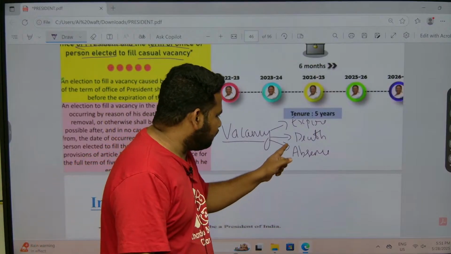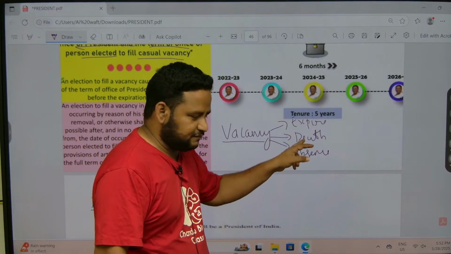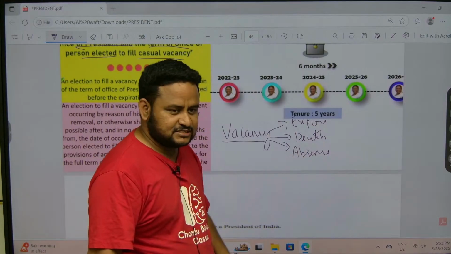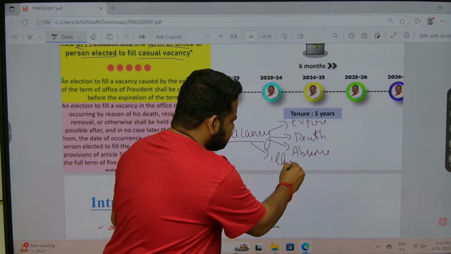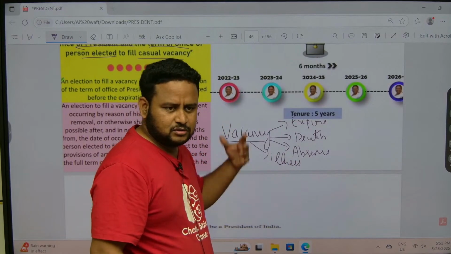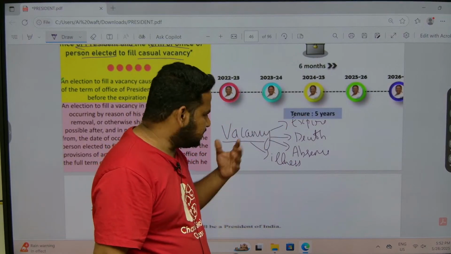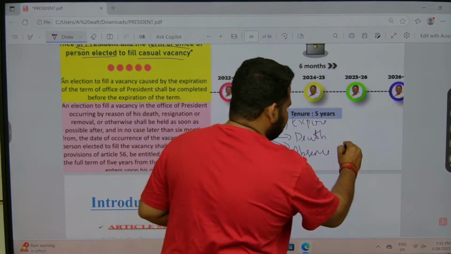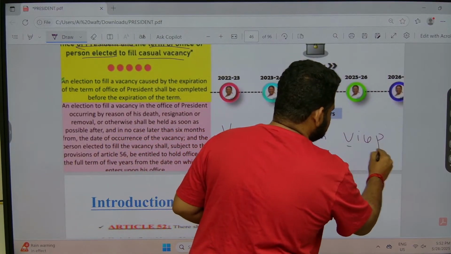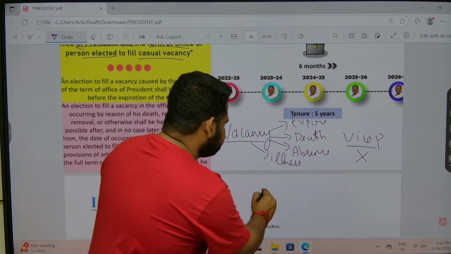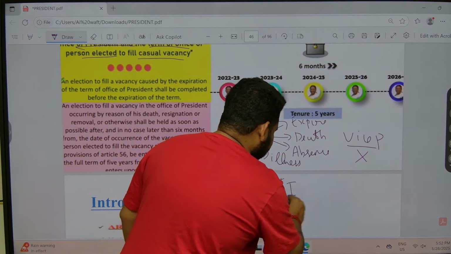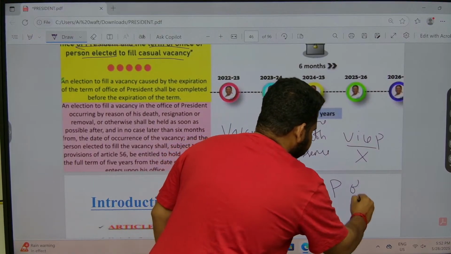Okay. Now, one is expiry of the term, then death of the president, then absence, and another one is illness. If the president is unwell, that time also the vice president will act. Suppose in the worst case, the vice president is also not there. That time what will happen? The Chief Justice of India will act as the President of India.